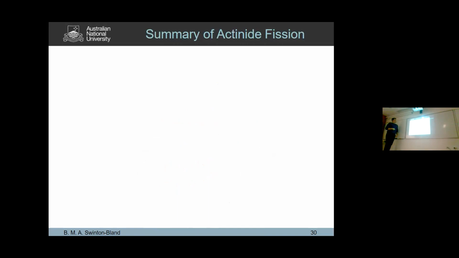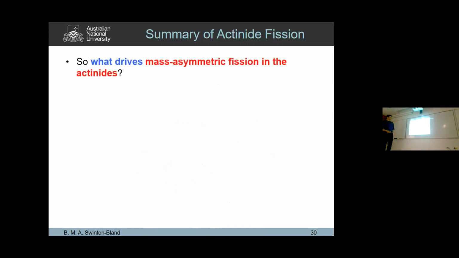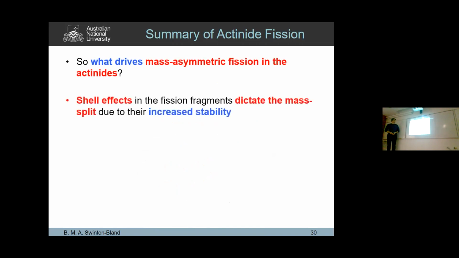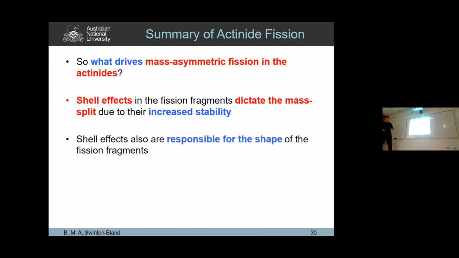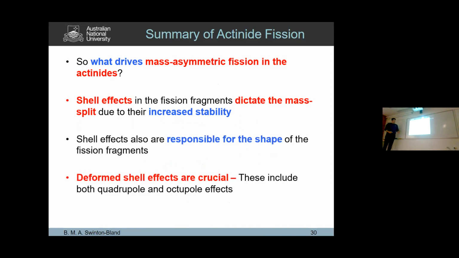So let me quickly summarize what we have understood about actinide fission. What do we think drives mass-asymmetric fission in the actinide region? Well, we know that shell effects are crucial and they dictate when the fragments break apart and therefore dictate the mass split due to their increased stability. And we know that shell effects are also responsible for the shape of the fission fragments, or at least for the increased stability of certain shapes. And we found that deformed shell effects are indeed crucial. Both quadrupole and octupole shell effects can be present in the nuclei. Okay, great. So we've understood fission.